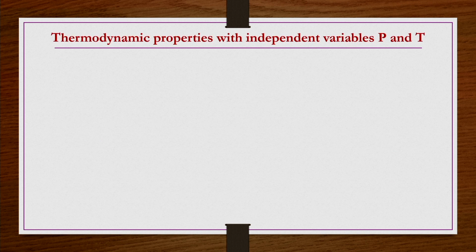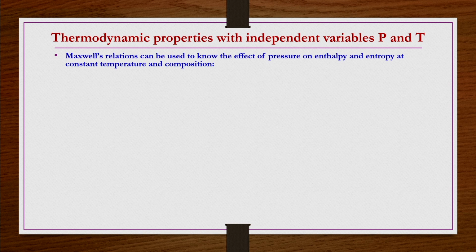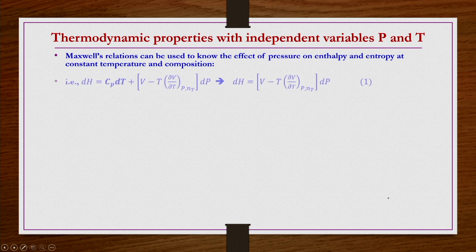So, let us say if you have independent variables T and P, then using the Maxwell relations one can obtain the effect of pressure on enthalpy and entropy at constant temperature and composition using these two relations. dH is equal to Cp dT plus [V minus T (∂V/∂T) at constant P] dP. Since we are doing all these things at constant temperature and composition, this condition must be remembered. Whatever the fugacity relations that we are going to derive, they are valid at constant temperature and composition. So, since the temperature is constant, dT is 0. So, dH is equal to [V minus T (∂V/∂T)] dP.